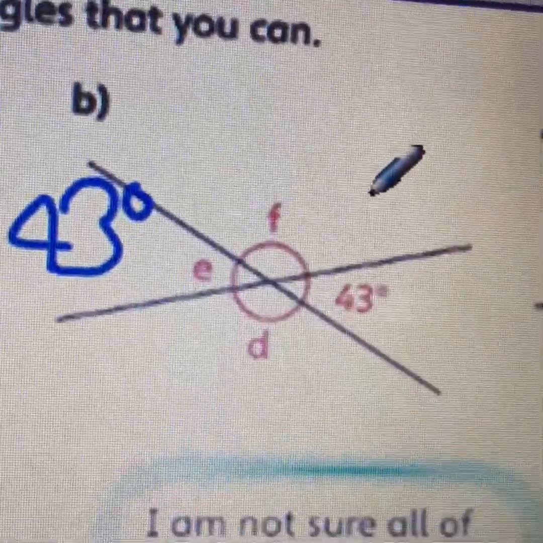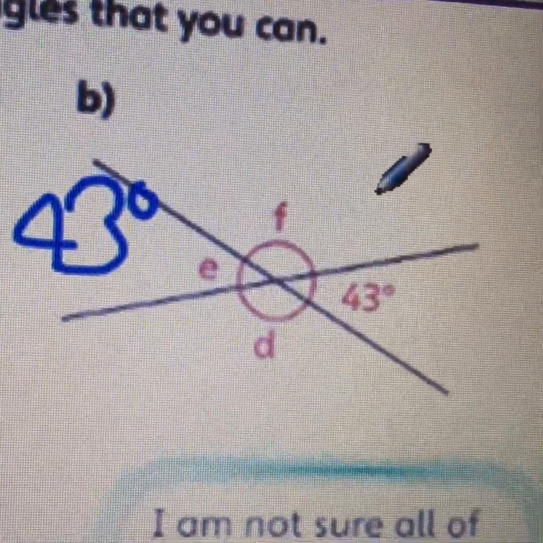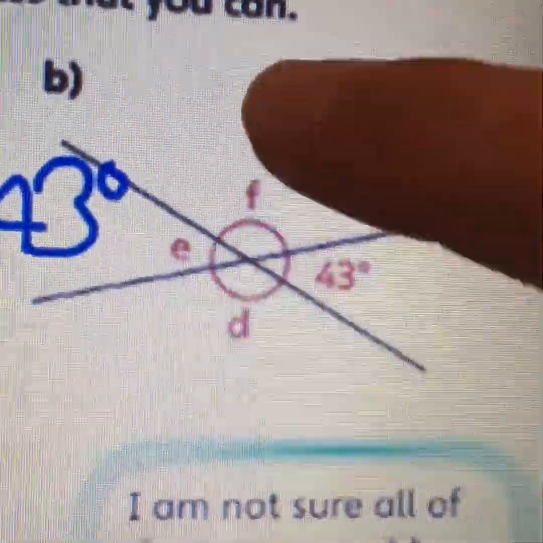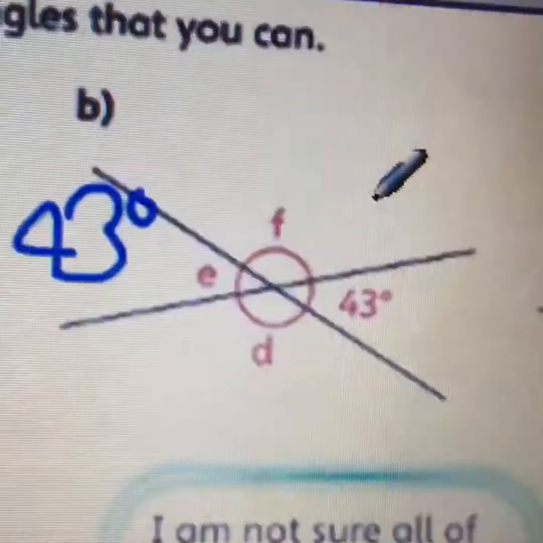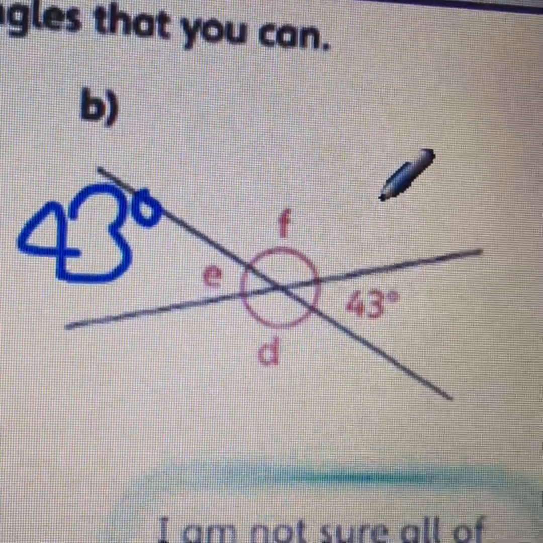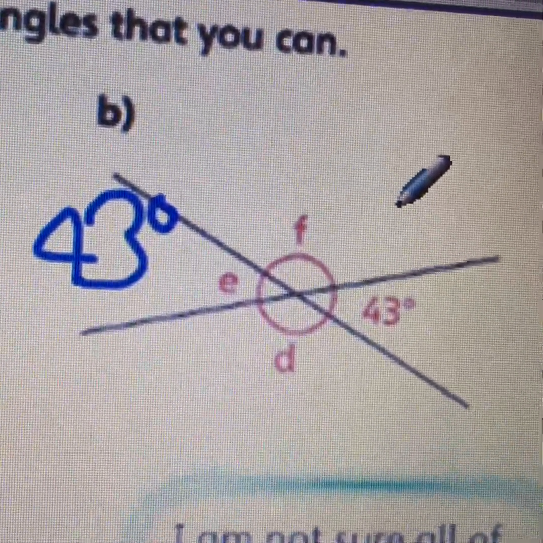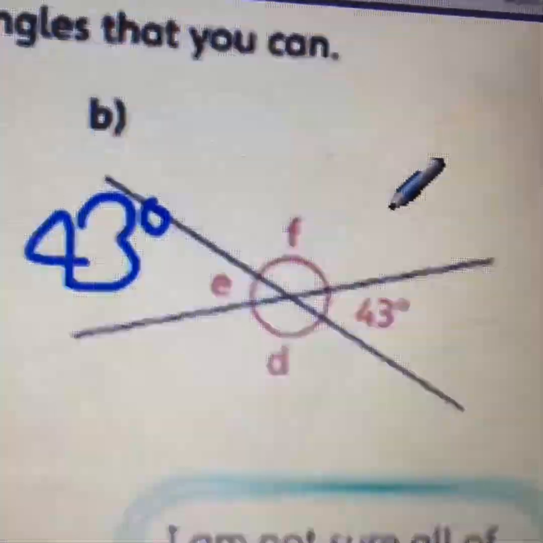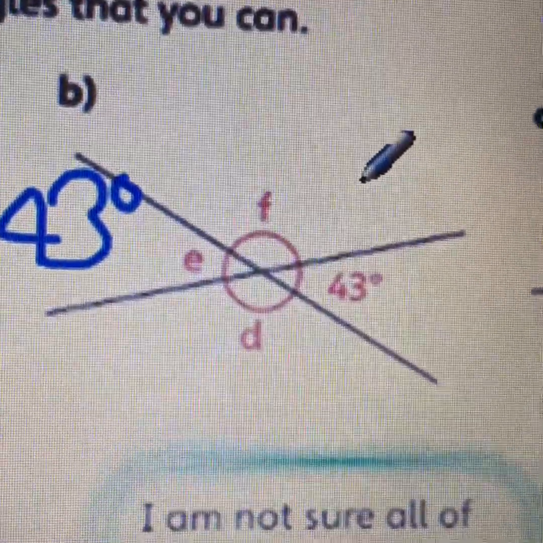So I know that F and D together equal 274. So I need to divide them by 2. So 274 divided by 2 is going to be 137 degrees. Well done if you got those right.